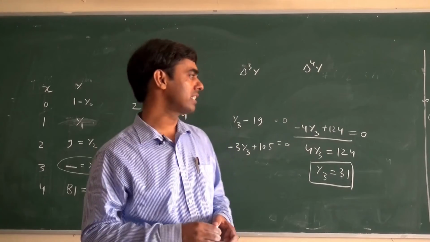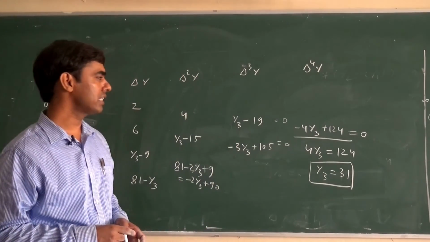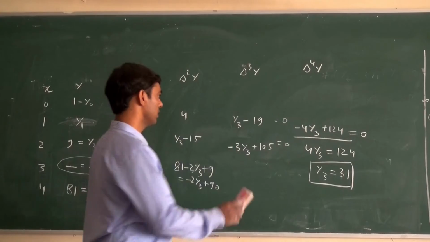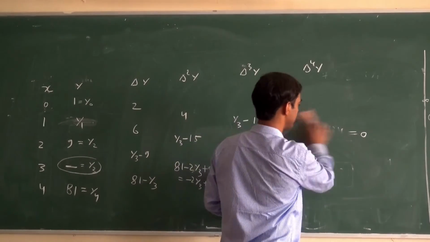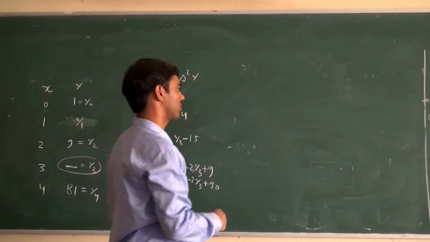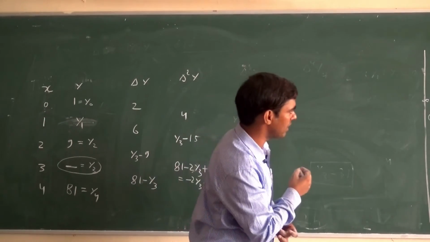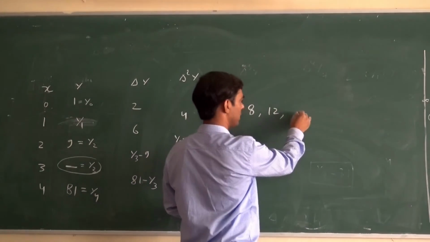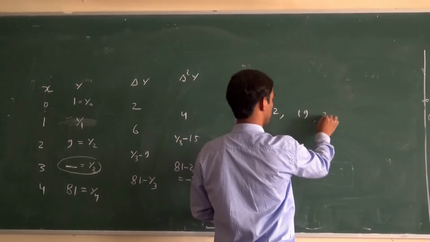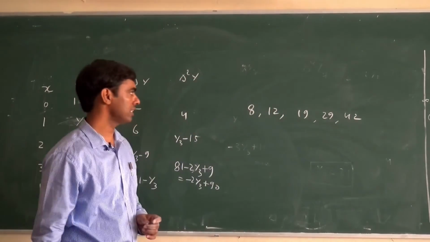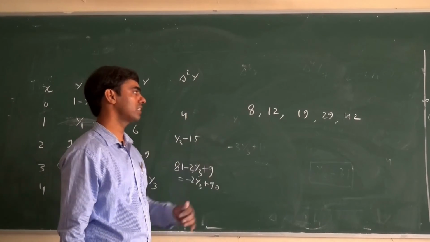Also there is one more application: how we find the next term of a sequence. So, for example, any sequence is given. Suppose this one is given: 8, 12, 19, 29, 42. So how do we find the next value?